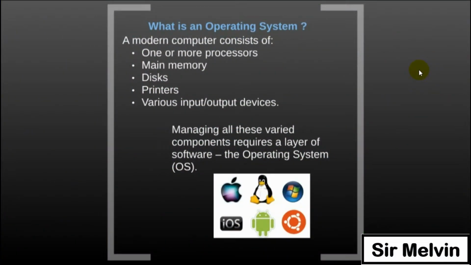Our discussion for today is all about what is an operating system. Nowadays, modern computers consist of many parts, such as one or more processors, main memory, disks, printers, and various input and output devices. Managing all these varied components requires a layer of software. This is the operating system.